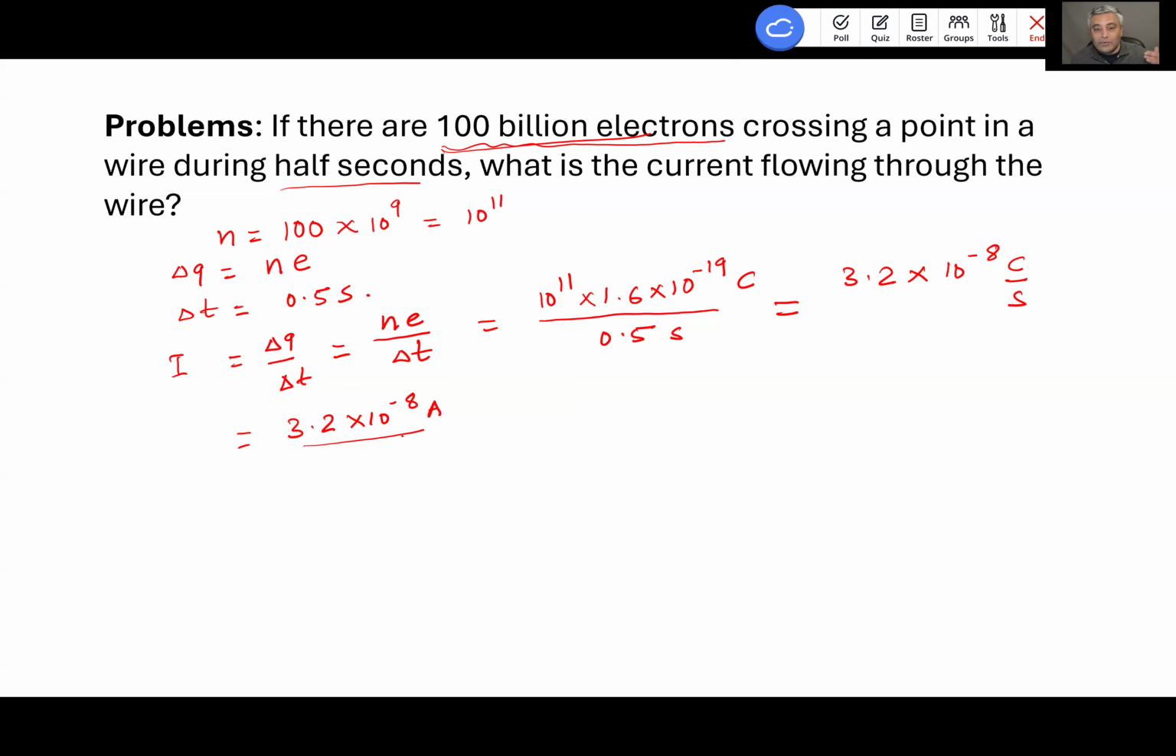So that means when current is flowing through a wire, what happens? There are several electrons in the number of trillions, and they are moving through the wire. So that hopefully gives you the idea of what current is, right?